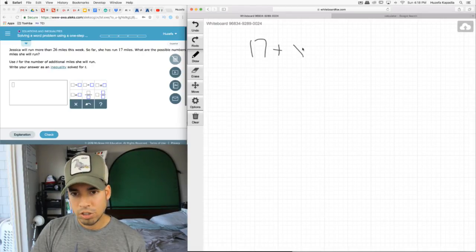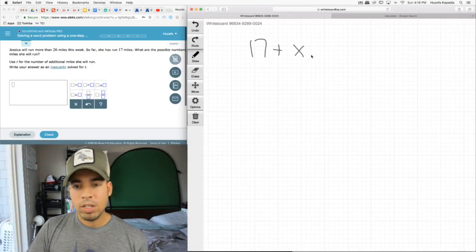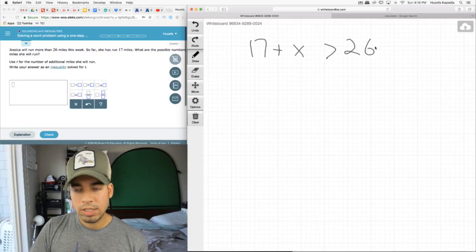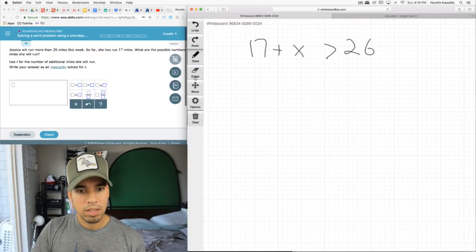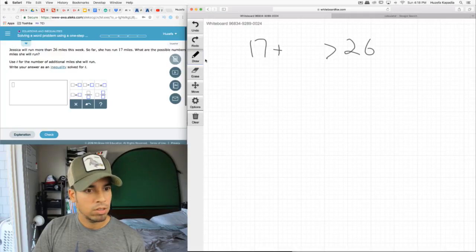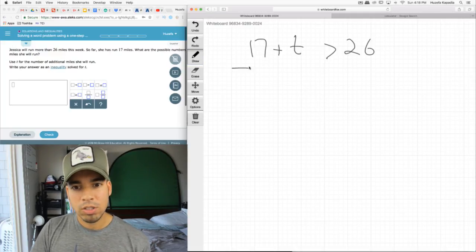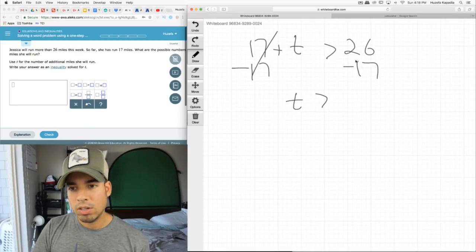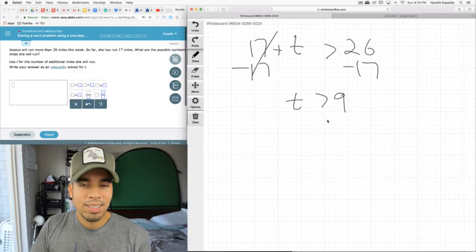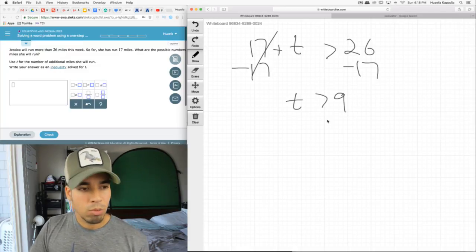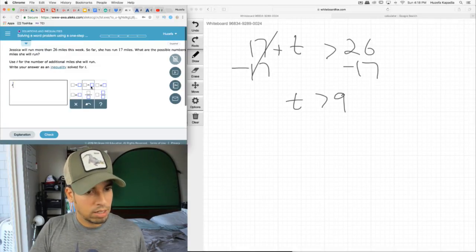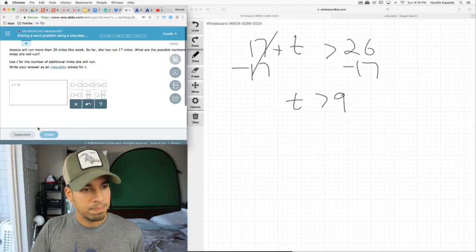So she's going to run an additional X. And we know that she's going to run more than 26. There's my inequality. And they want us to actually use T for miles. Okay. So now we just isolate and solve for T. So I'm going to subtract 17 from both sides. And I get T is greater than 9. And that's it. So you're going to run more than 9 miles. And we indicate it like this.